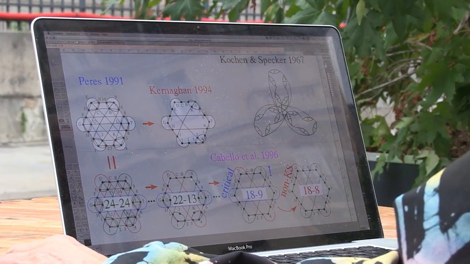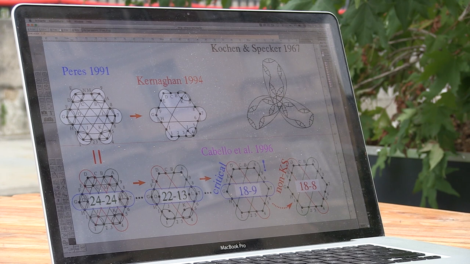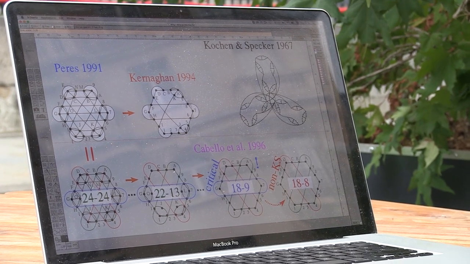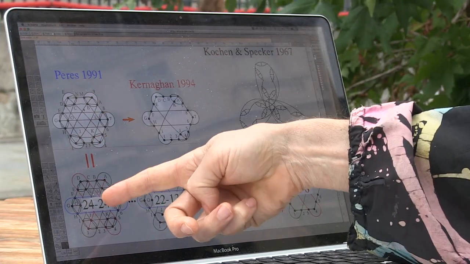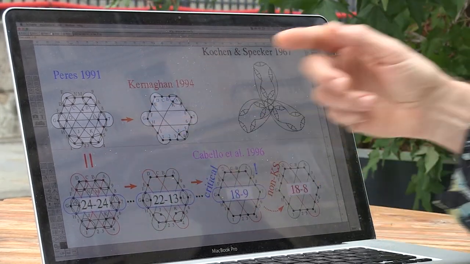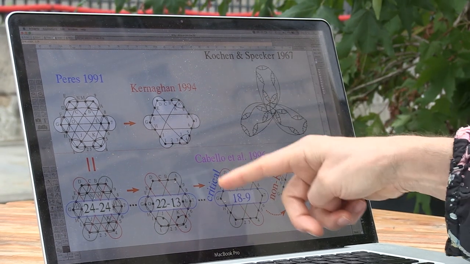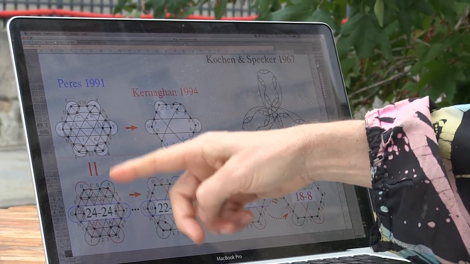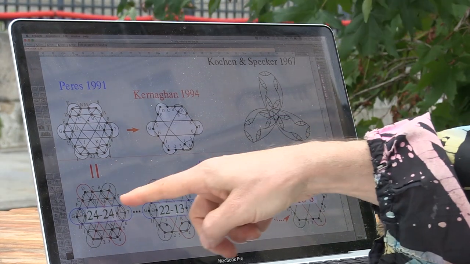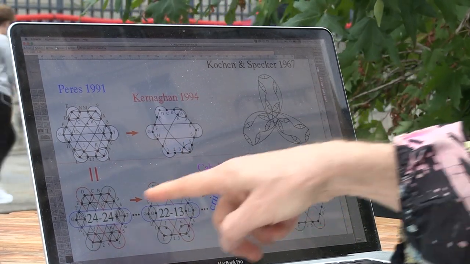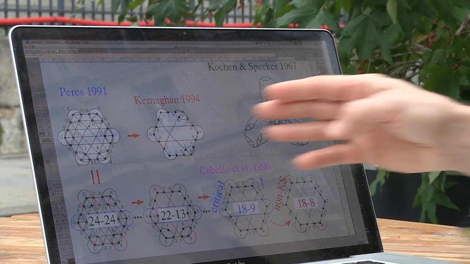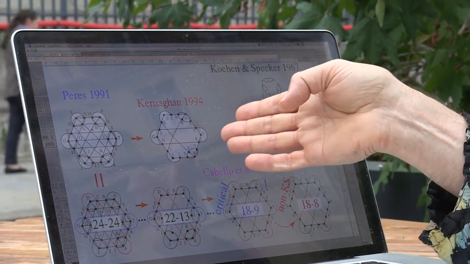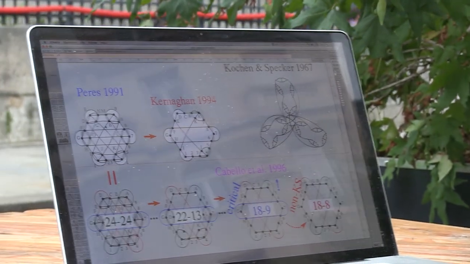To see that, we shall look at the Perez 24-24 set, 24 meaning 24 vertices and 24 edges. These two are isomorphic to each other, that means they are actually the same. Kernaghan's set is represented here, Cabello's is represented here. In our hypergraph representation, we can easily see that both Kernaghan's and Cabello's are subsets of Perez's set. And actually, Perez even tried to find any subset by means of computer programs, but was unsuccessful.